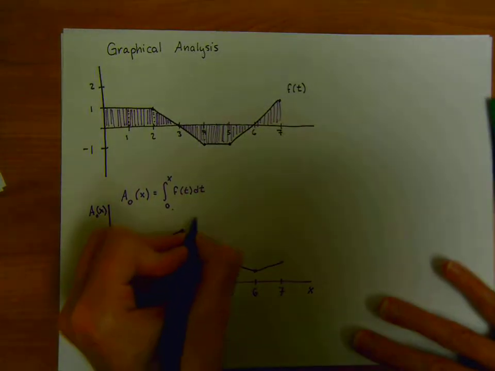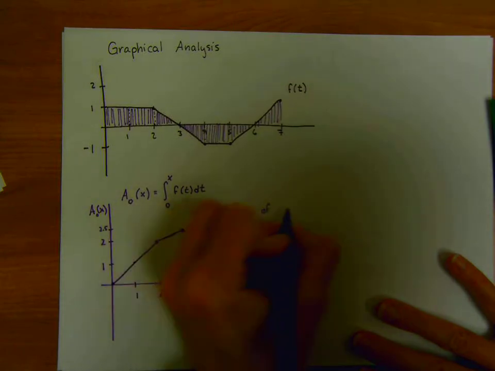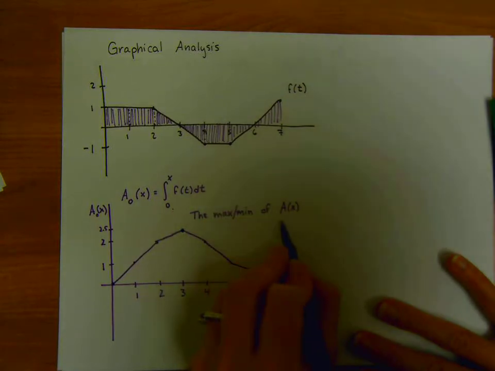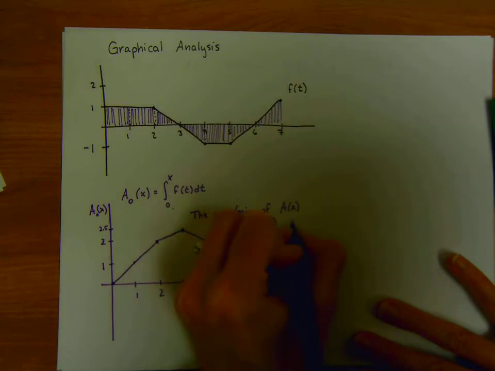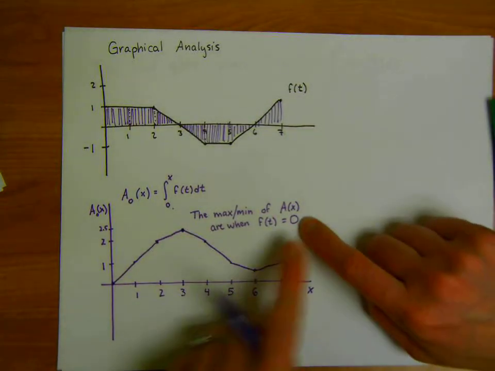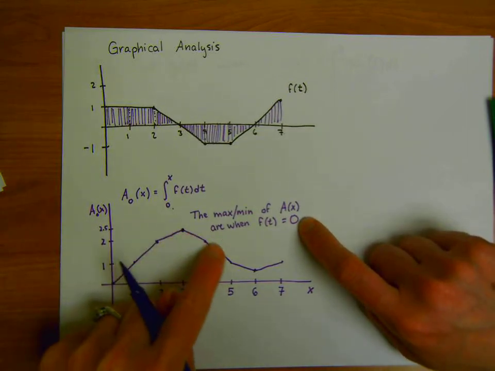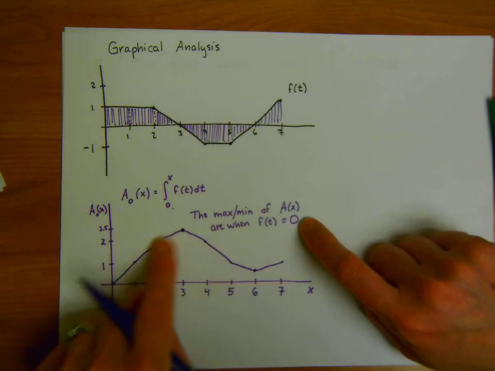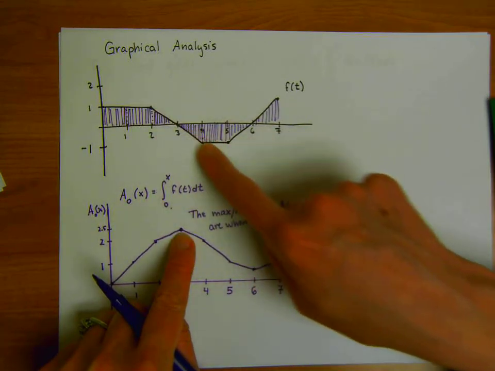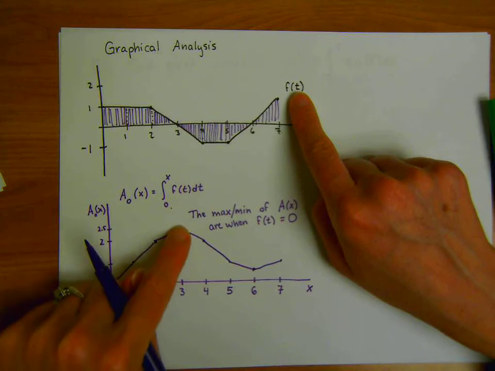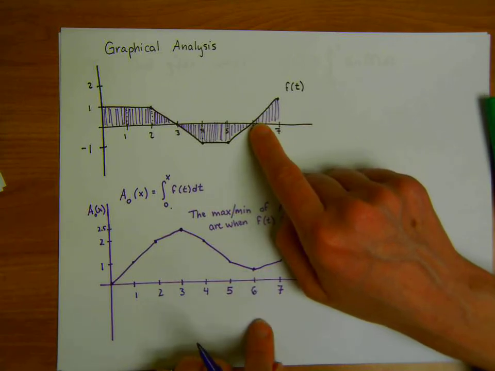I can even write that down. The max and min values of my area accumulation function a of x are when my little f of x function is equal to 0. And notice this is the exact behavior that we would expect from a derivative. Recall, if I'm thinking of this as my function, by the fundamental theorem of calculus, we found that the derivative of my area accumulation function is my little f function. So I'm going to get a max value or a min value where my little f function was identically equal to 0.